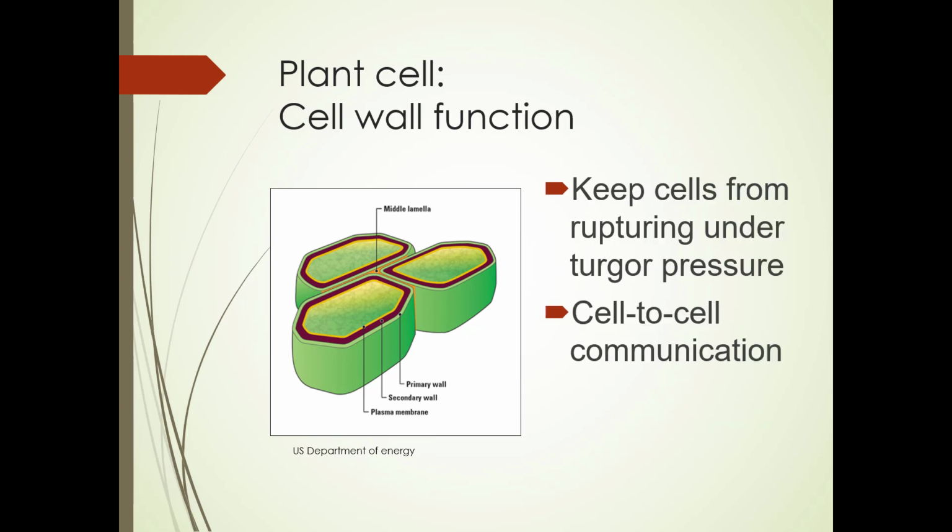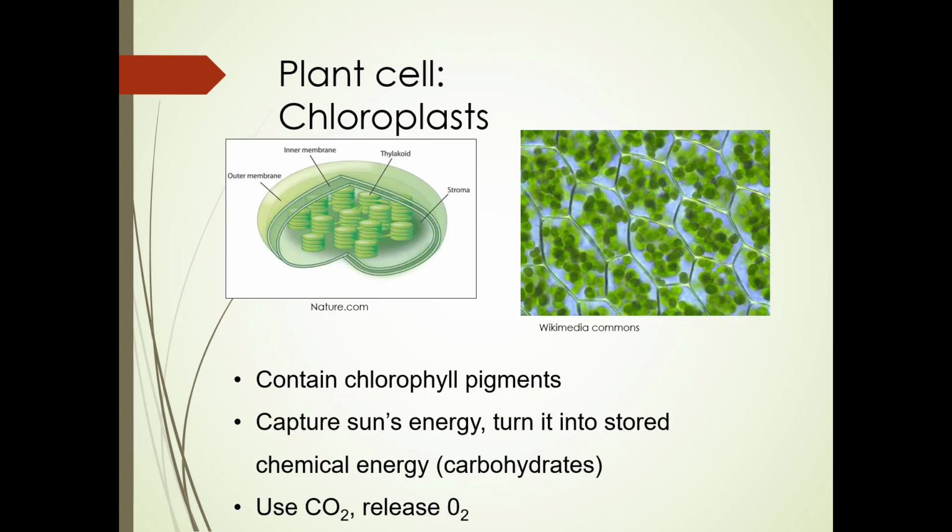Plant cell walls will keep cells from rupturing under turgor pressure. They also will provide cell-to-cell communication.